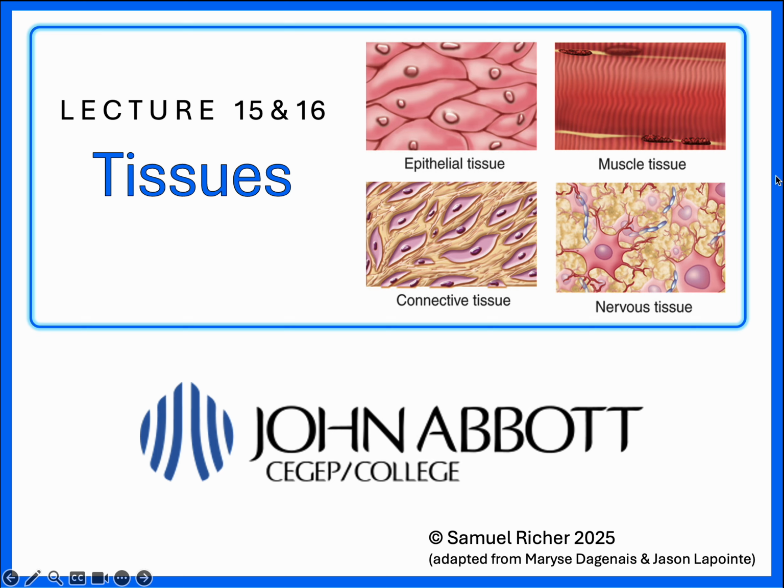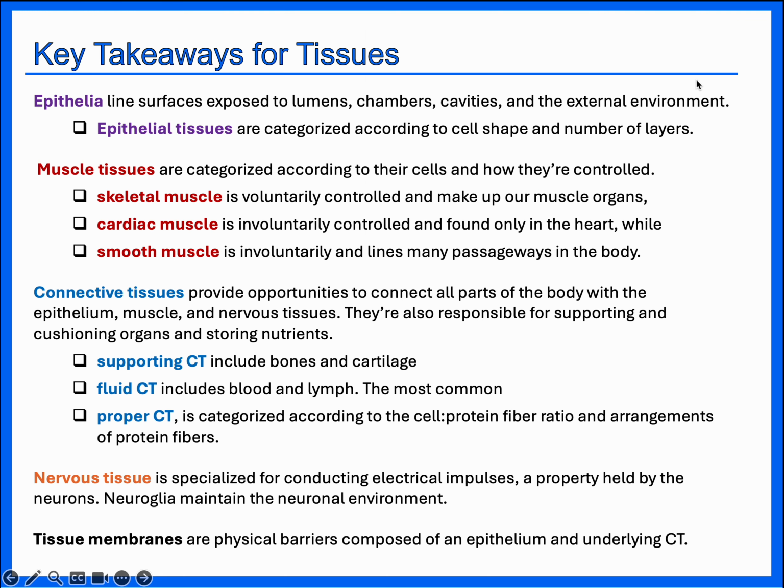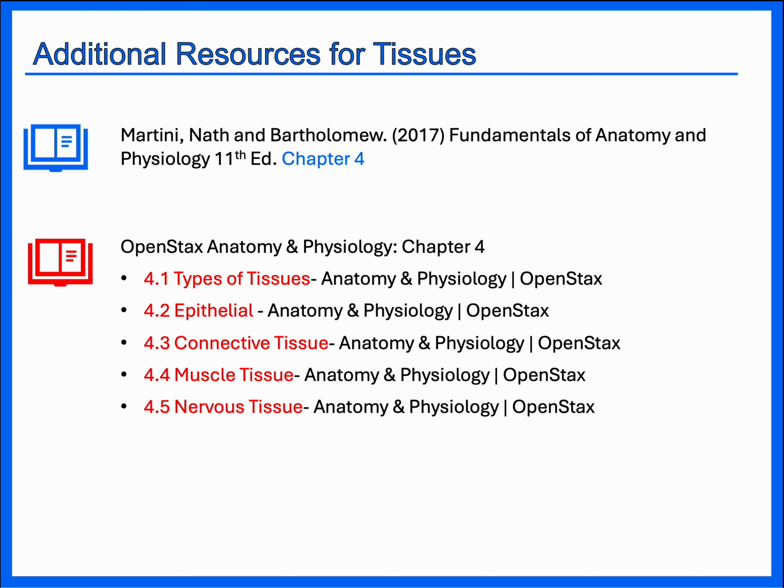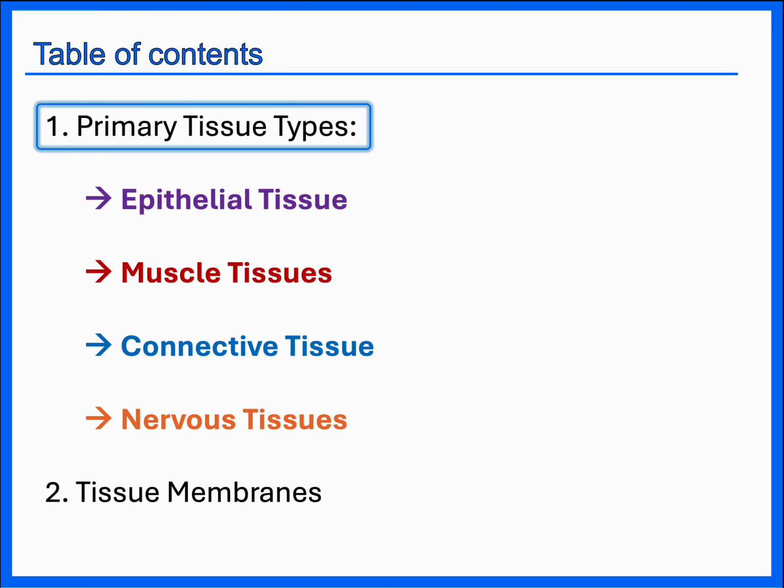Alrighty. So this lecture will start with tissues, right? And we're gonna see epithelial tissue and muscle tissue today. So here are your key takeaways, some learning objectives, and additional resources. So here's the plan for the next classes. We'll talk about tissues and we'll see epithelial, muscle, and then later on we'll see connective and nervous.